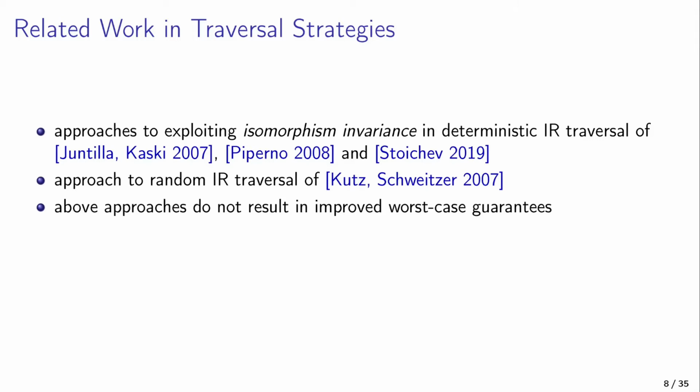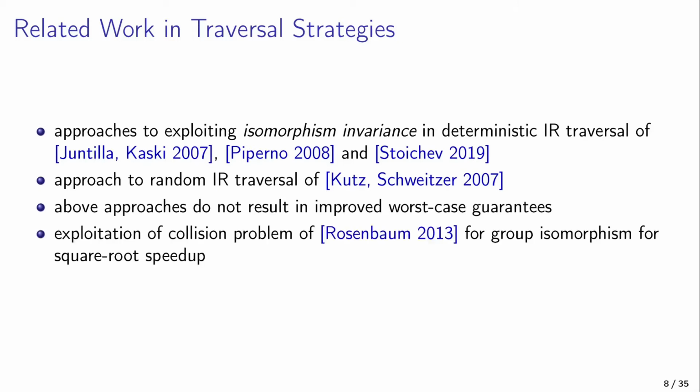But I should stress that we were absolutely inspired by all of the techniques. I mean, we use the same techniques. The difference is just that we apply them in a systematic way to get better worst-case guarantees. Beyond that, I should also mention that there is Rosenbaum's algorithm for group isomorphism, which uses collision probabilities to achieve a square root speedup for group isomorphism, which is also related to one of our strategies.